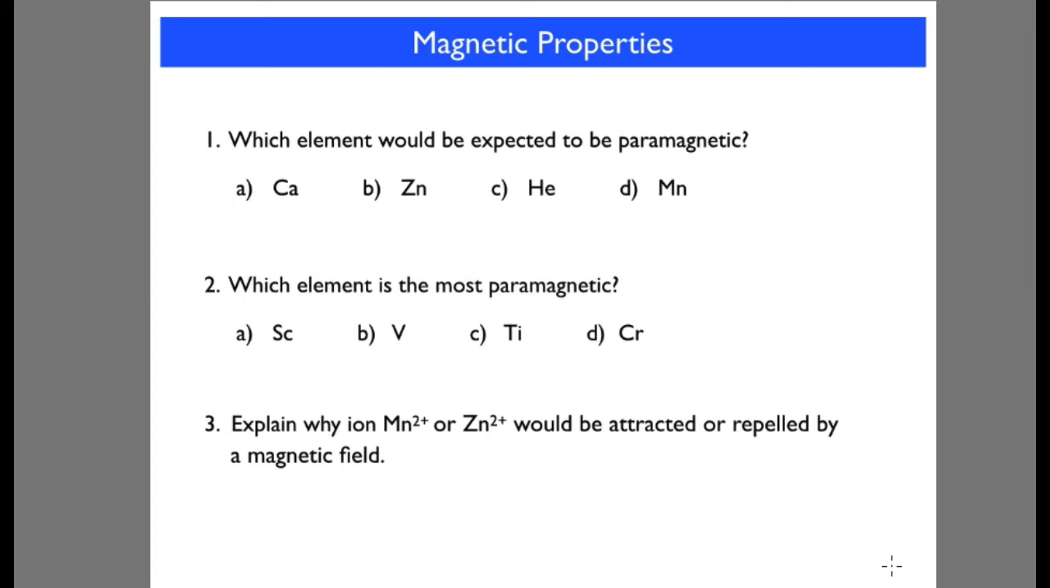Okay, have a go at these questions. Which element would be expected to be paramagnetic? You need to know which one has unpaired electrons first of all. And manganese does. It's got these 5 unpaired electrons.